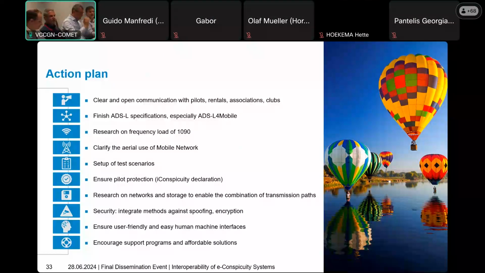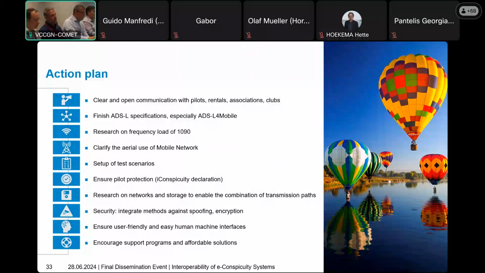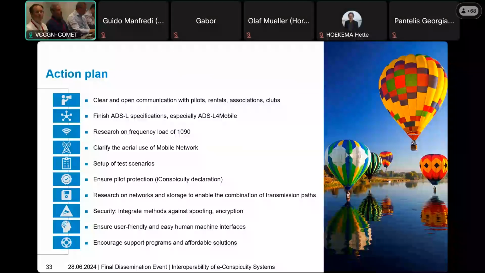The ADSL specifications must be done in time, and the ADSL for mobile has to be started very soon. We have to do some research in terms of frequency load on 1090, for example, the traffic networks and the storage of traffic data. And in this context, we need a minimum standard for conspicuity data and the transfer ways as well. Then we have to clarify the aerial usage of mobile network Europe-wide, especially the provider contracts. We have to build up a just culture in the form of the electronic conspicuity declaration document before.